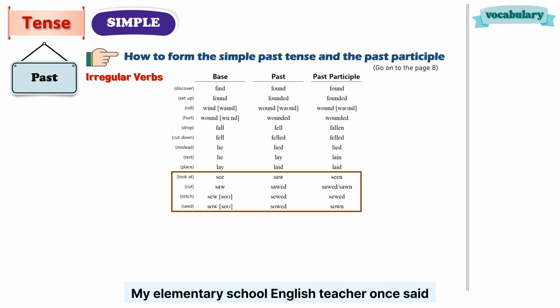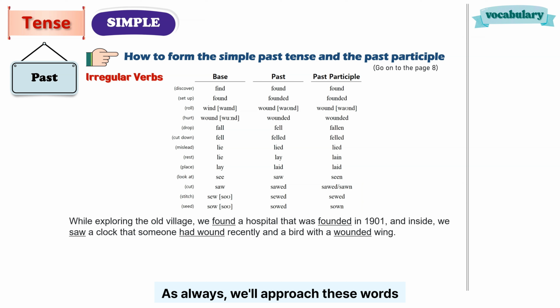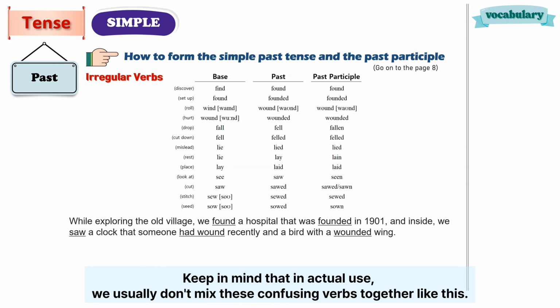My elementary school English teacher once said the letter E looks like a needle and the letter O looks like a seed, and that advice has stuck with me ever since. If you think of it that way, it becomes much easier to remember. As always, we'll approach these words not by memorizing them individually, but through sentences. These sentences are designed for educational purposes. Keep in mind that in actual use, we usually don't mix these confusing verbs together like this.